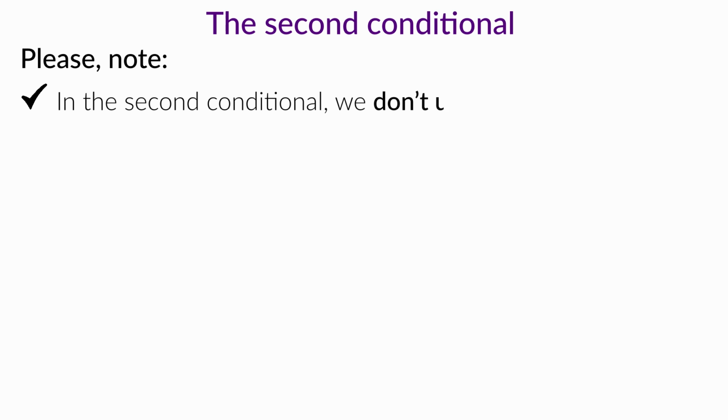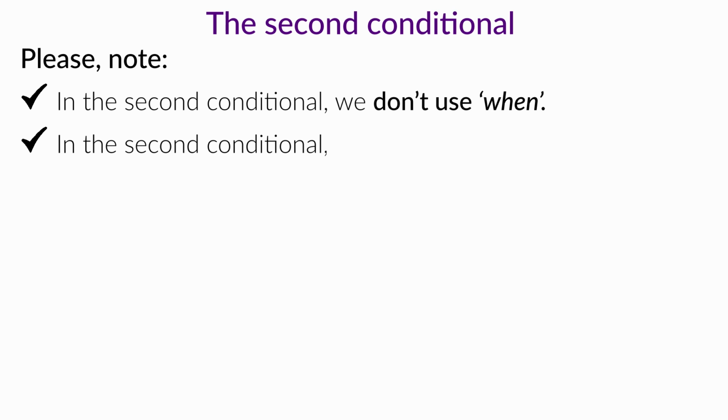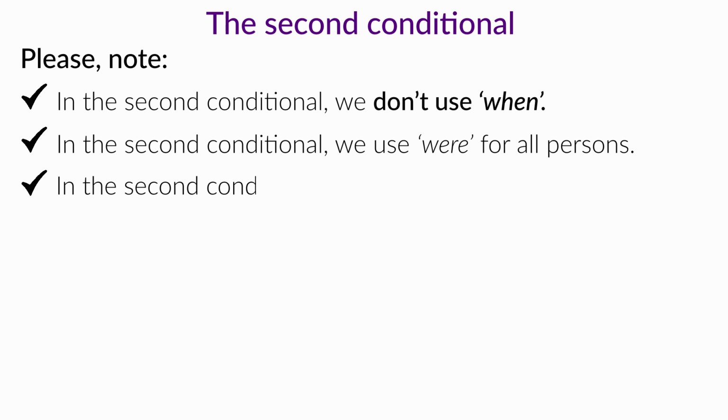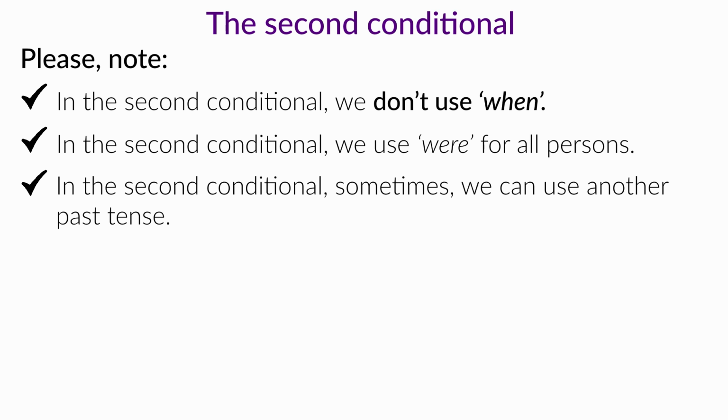Please note, in the second conditional, we don't use when. In the second conditional, we use were for all persons. In the second conditional, sometimes we can use another past tense.